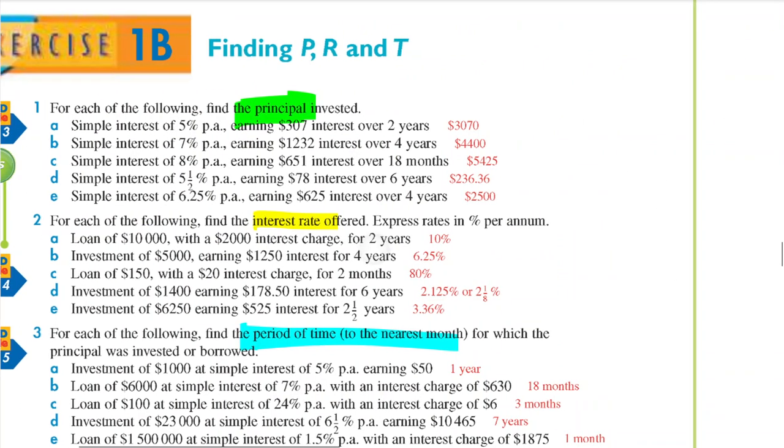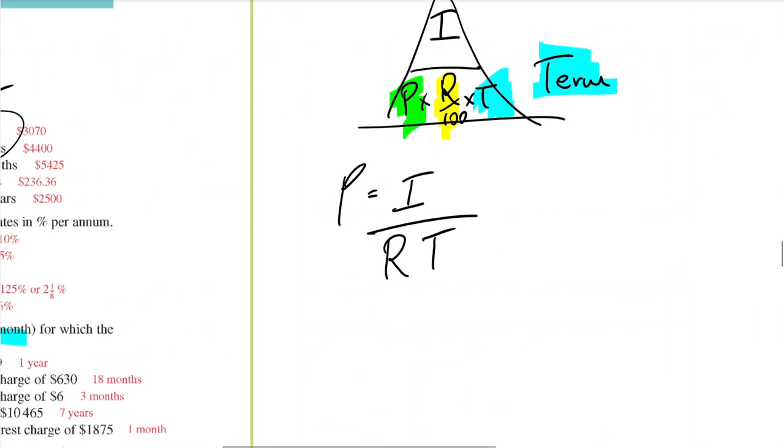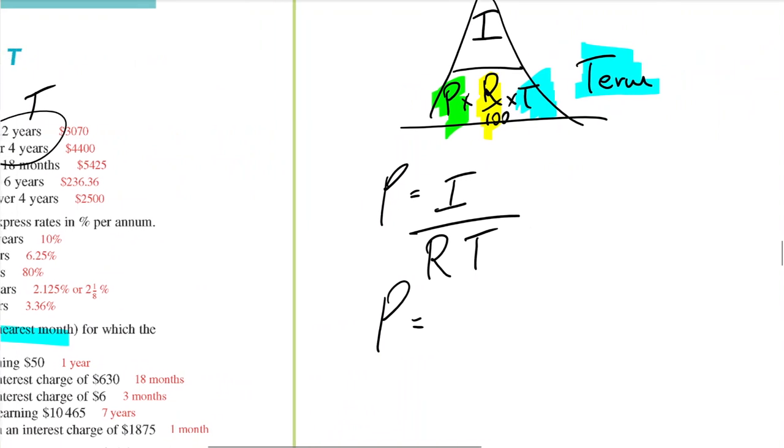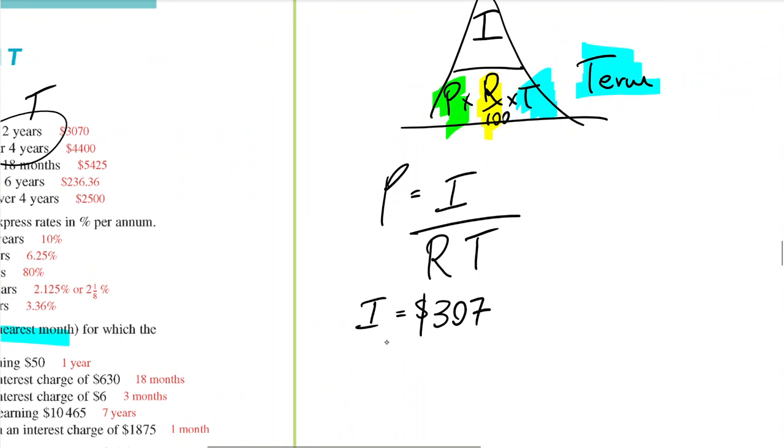Okay, what I would do is once you've got this formula, let's do the first one. So the first question says simple interest 5% per annum, $307 interest, so that's I, and 2 years, so that's time. We've got interest and R. Now you see that R is 5%. Let's write down all of the terms actually. Interest, $307. I know my rate is 5%.